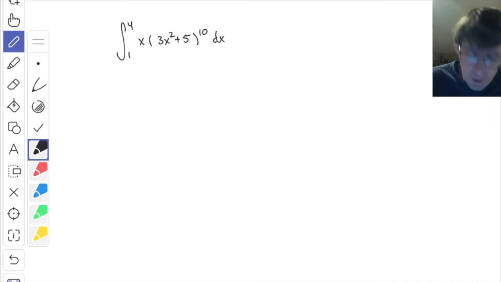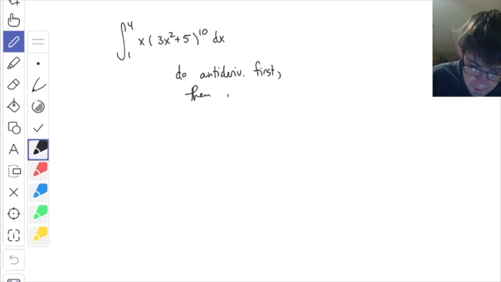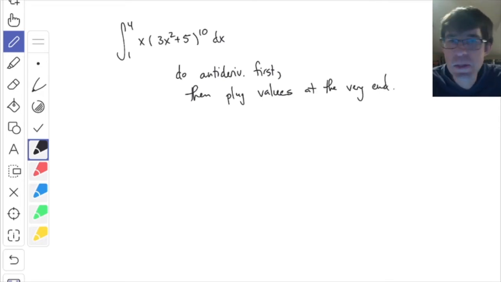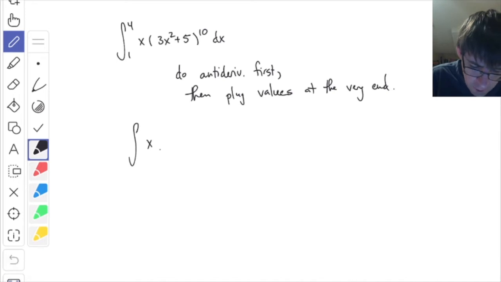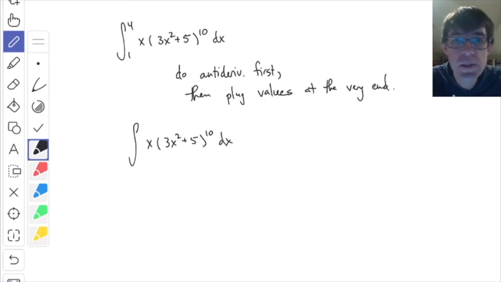The way that I like to do a problem like this is do the antiderivative first, just like we did in all those other examples. Then plug the values at the very end. The values, I mean the 1 and the 4. All right. This is how I'm always going to do these. If you want to do it some other way, that's fine with me. So do the antiderivative first. What I mean is, just for now, and for most of the problem, I'm going to ignore those two values, the 1 and the 4. I'm just going to do this the same way that I did all of those other examples.